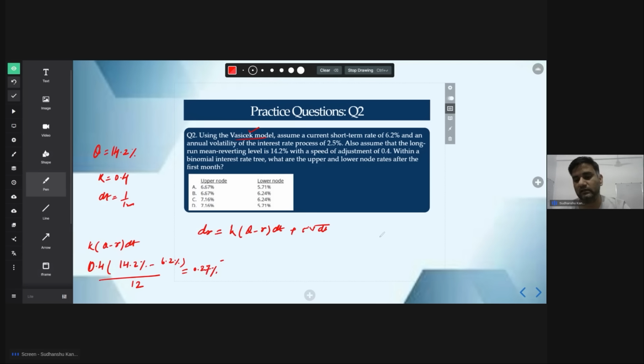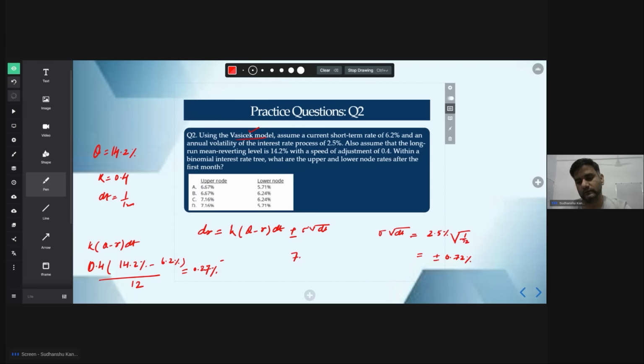Then volatility is sigma root dt. Sigma is given to you as 2.5%. Root dt is 1 by root 12. You solve it, you get plus minus 0.72%. This is the volatility adjustment, guys. I'm just saying plus minus because you have to do upper and lower node, right? Plus minus 0.72.